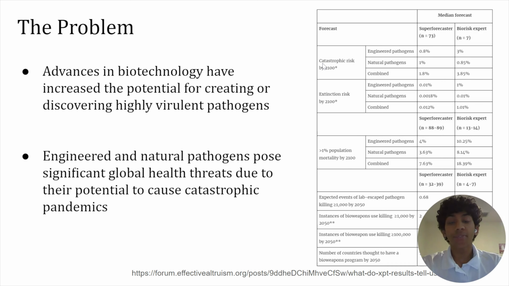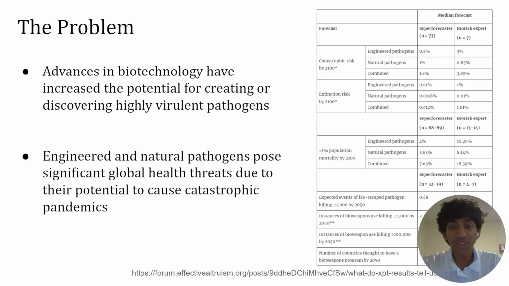Okay, so advances in biotechnology have improved pathogen manipulation and understanding, but they've also increased the potential for the creation and/or release of highly virulent strains of viruses. Engineered and natural pathogens pose a significant global health threat with the potential to cause catastrophic pandemics. Experts predict between a 1.8 to 3.85% chance for one of these pandemics to occur within the next century, which is a relatively high probability for an issue of this caliber.